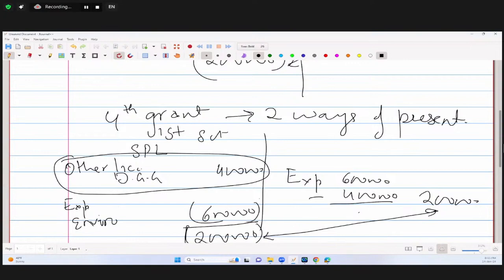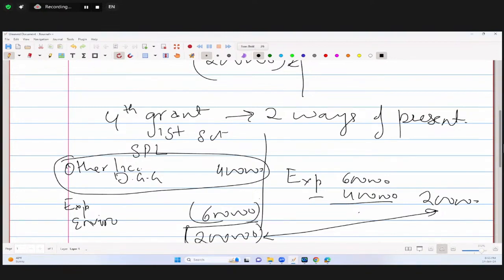In both the cases, you are charging the expense of 6 lakh and recognizing the income of 4 lakh, but the presentation manner has changed. In the first presentation, you are separately showing your income and separately showing the expense. In the second presentation, you are netting the expense by reducing the amount of income, and only the net expense is shown on the face in the final column.